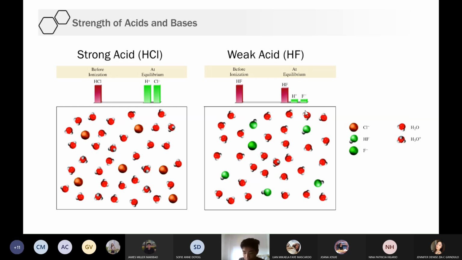Pagdating sa strong acid, wala nang equilibrium dito kasi lahat magiging products. Stoichiometry na lang yung solving dyan. Pagdating sa weak acids, ito na yung gagamit ng equilibrium. Bakit? Kasi uneven yung amounts nila, uneven yung distribution ng reactant pati product. So, gagamit tayo ng equilibrium system dyan. Okay, so let's try to answer some problems.